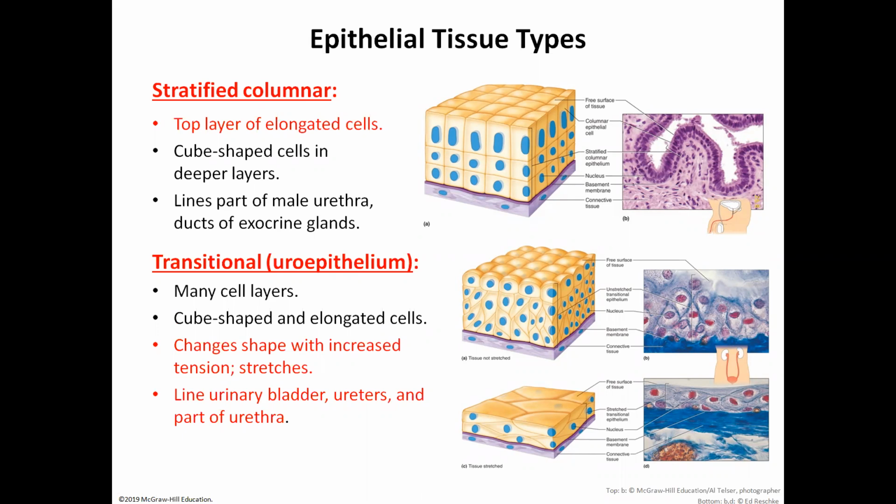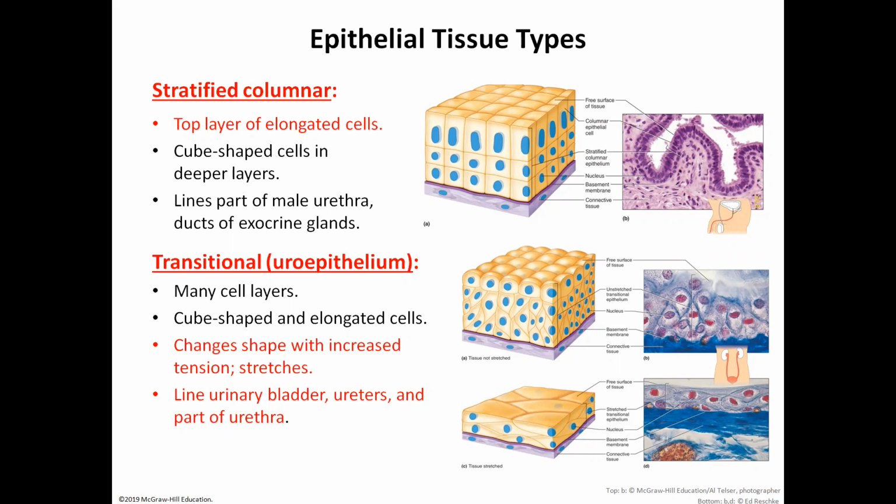And then the last epithelial tissue that we're going to talk about is transitional. It's made up of many layers. It's going to be cube shaped. And it's going to change depending on tension. If it's going to stretch, it's going to be because of increased tension.